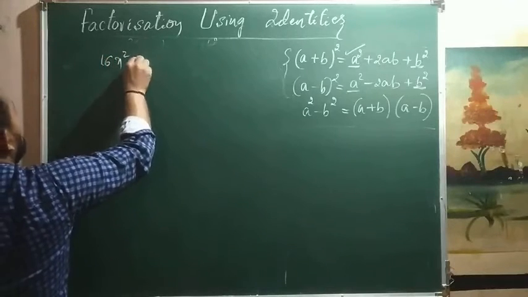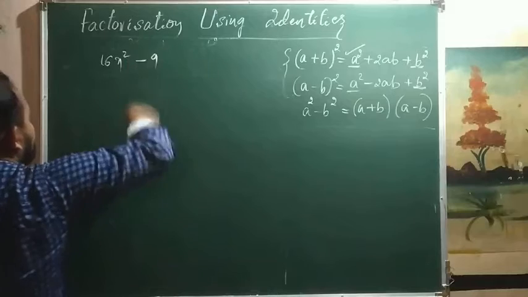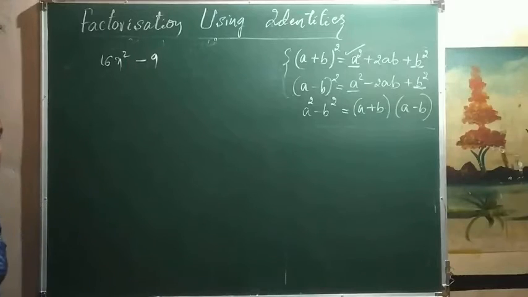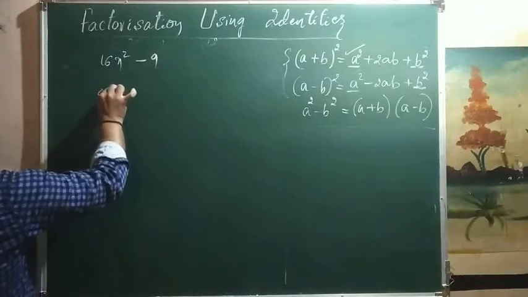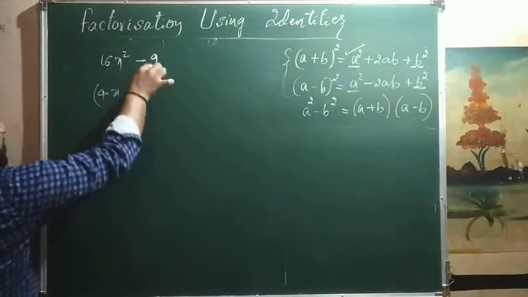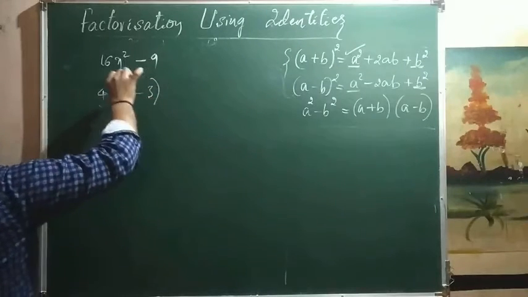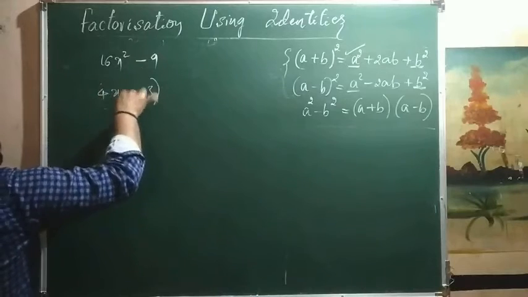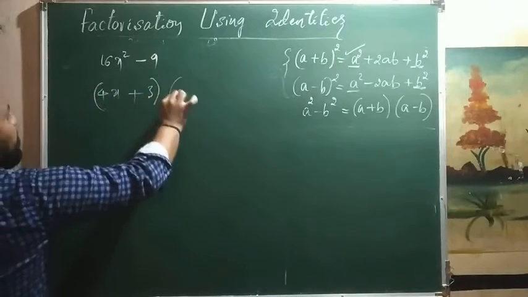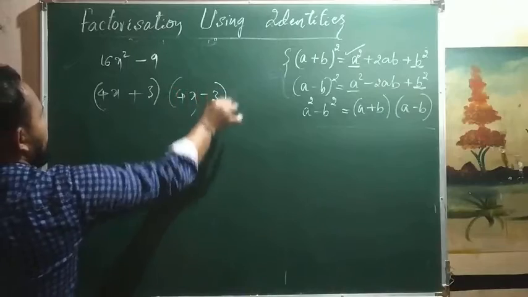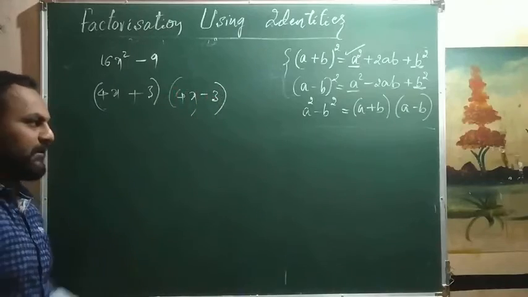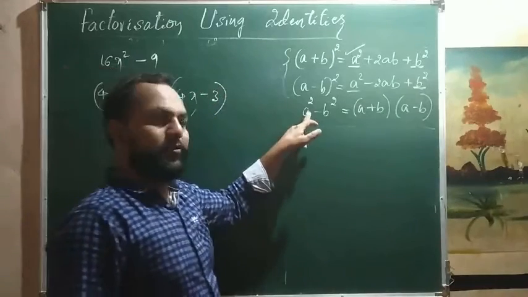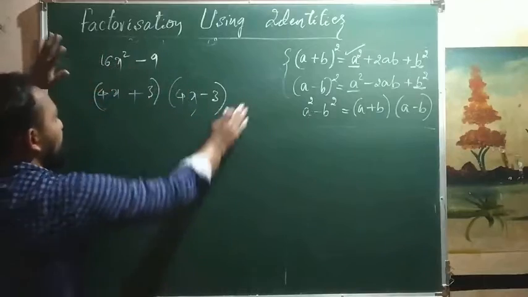16x square minus 9. Here the square is 4x minus 3, 4x plus 3 and 4x minus 3. And this is in the form of a square minus b square.